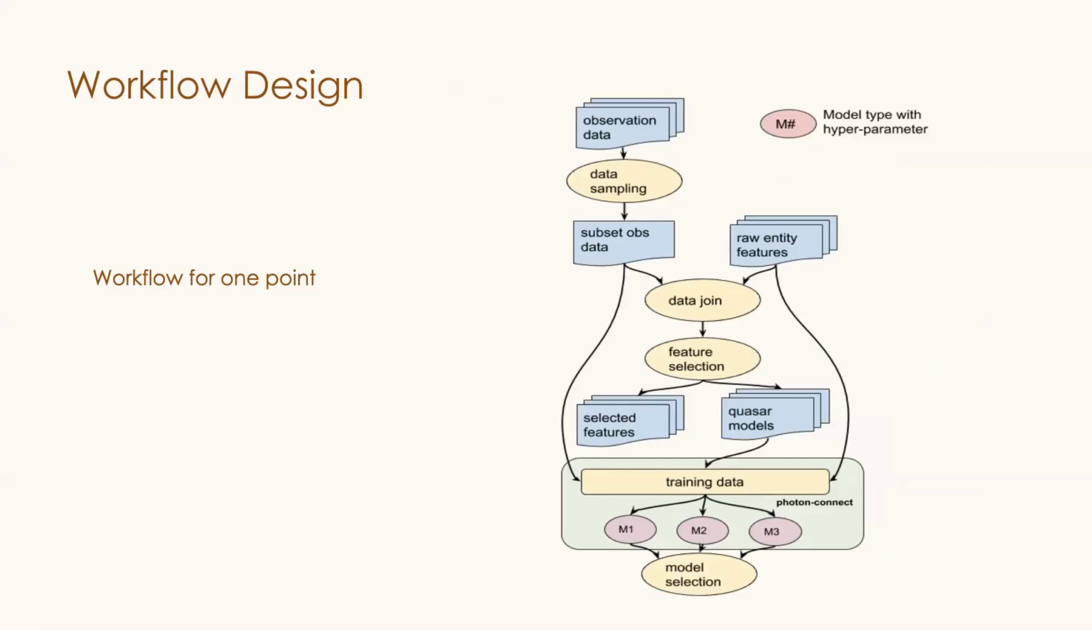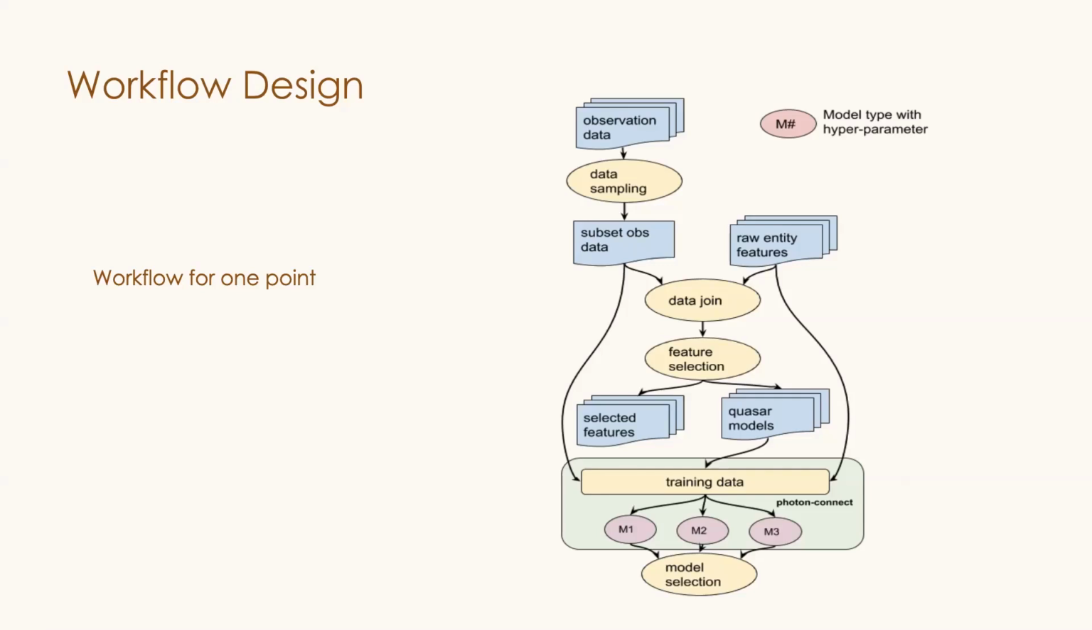After the data sampling, we will join the observation data with our features. Those features are entity-based features that are available from one component mentioned by Sandeep, the feature marketplace. So we have a central place to host those entity-based features. After we join those features with the observation data that we have, we will start our feature selection process.